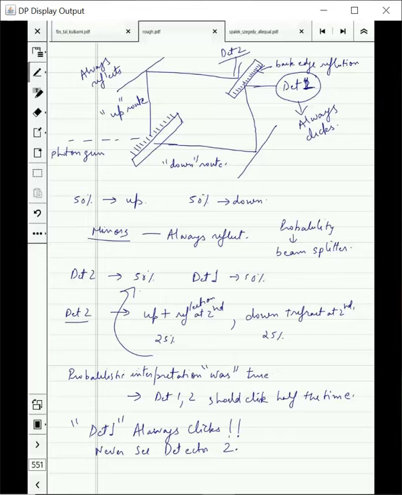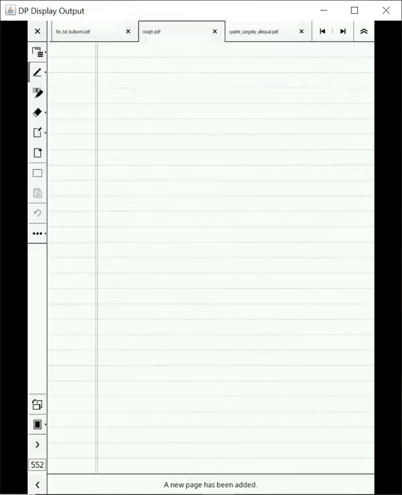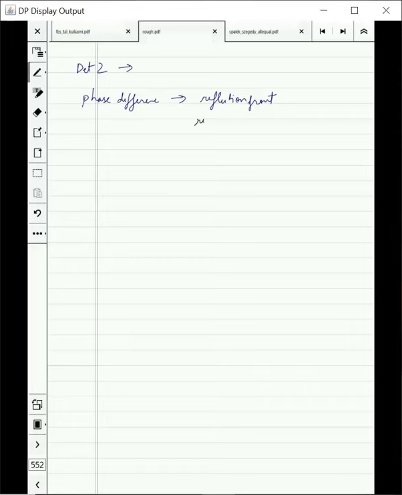In a nutshell, the reason is that for detector 2, if you calculate the phase difference, the phase difference arises because of reflection from the front, reflection from the back edge. Remember, the splitter has two edges, front and back, and then transmission. All of them contribute differently in the phase difference. And then if you calculate, it will turn out that at detector 2, you will have a destructive interference. At detector 1, you will have a constructive interference.